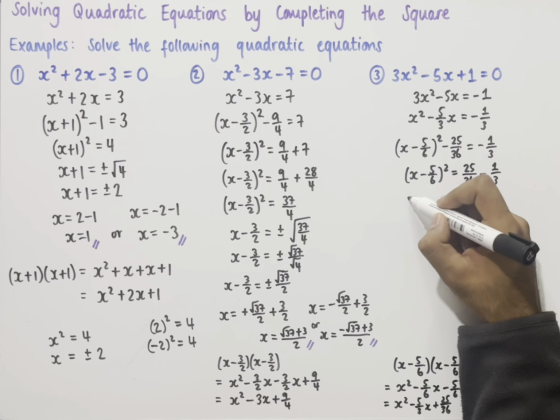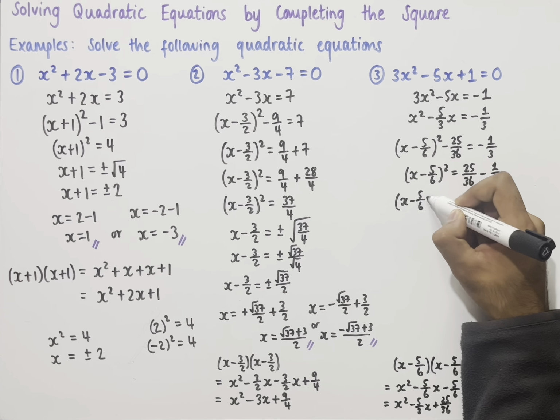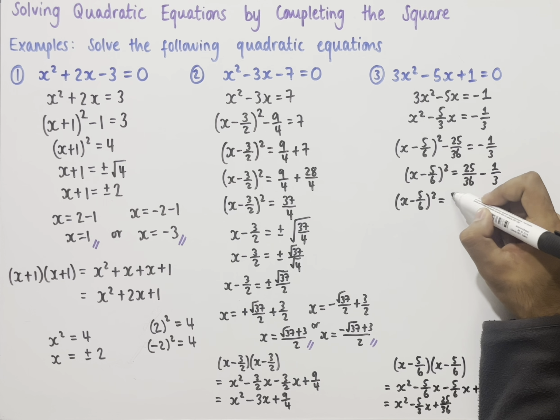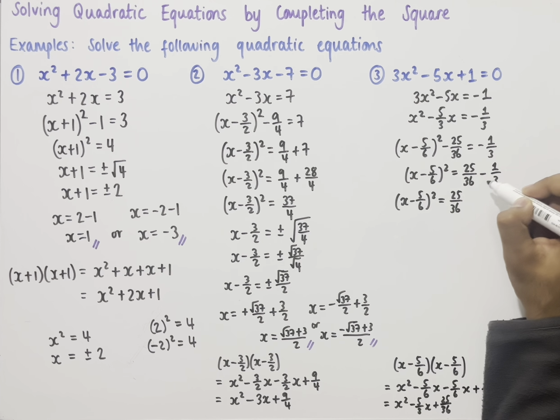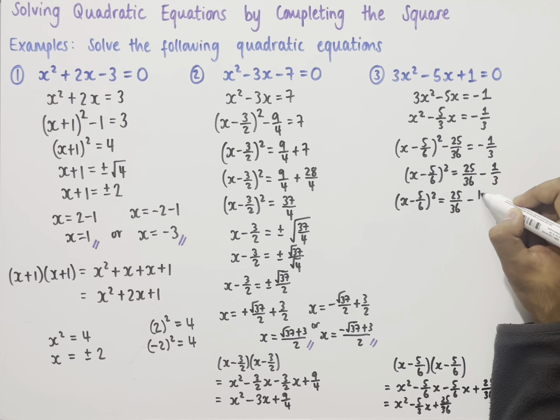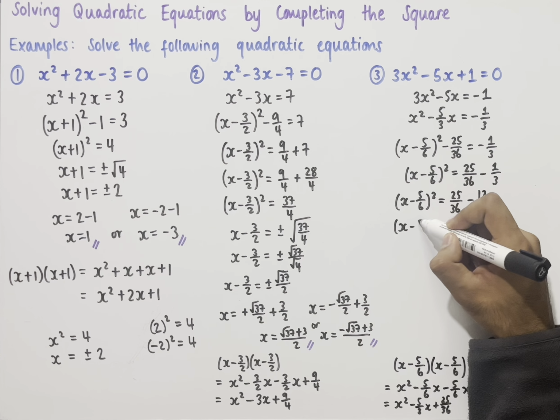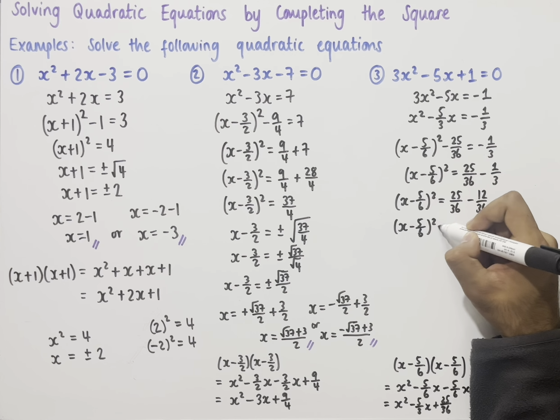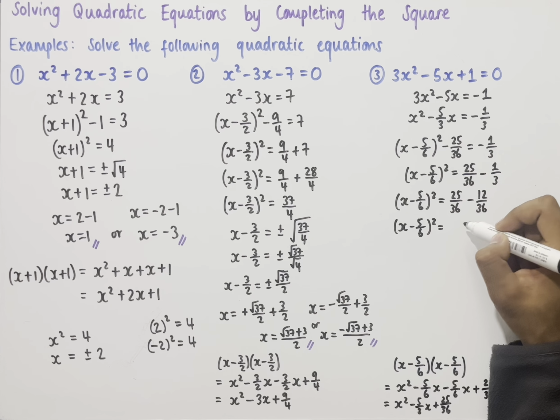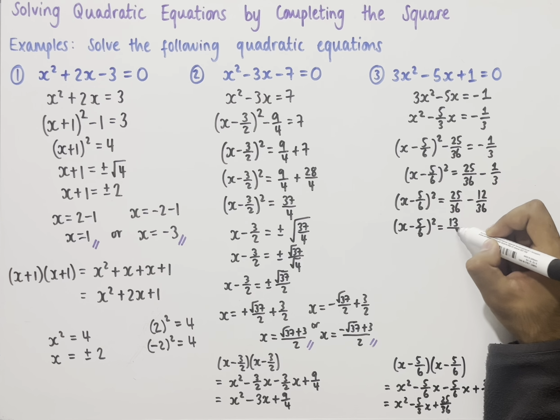We're now going to rewrite this in the following way. So we have x minus 5 over 6 all squared. And so we then have 25 over 36, and minus a third can be written as minus 12 over 36. Now taking away the two fractions from each other, we end up with x minus 5 over 6 all squared, and now 25 over 36 minus 12 over 36 is 13 over 36.